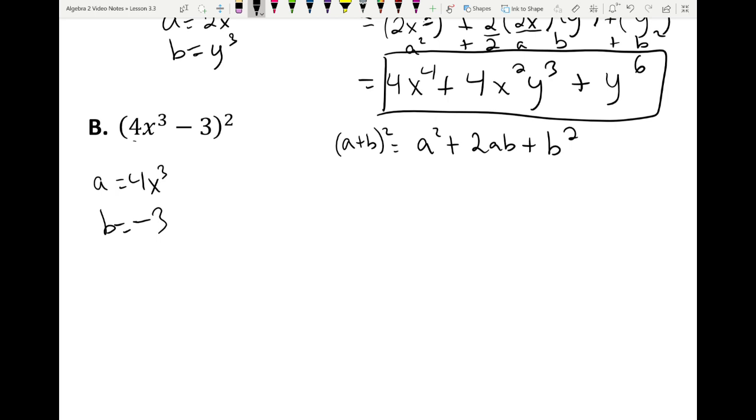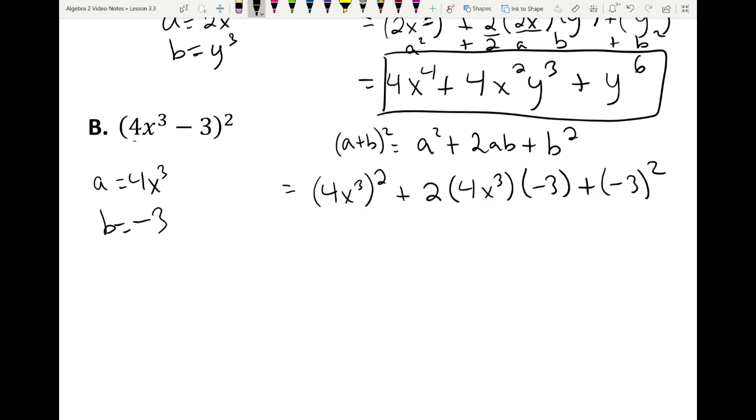Okay, so in that case, we can still use the formula. Let's do the a squared part first. That becomes (4x cubed) squared. So that's a squared. Now let's look at the plus 2ab. A is 4x cubed. B is negative 3. Plus b squared. B is negative 3, and it's squared.